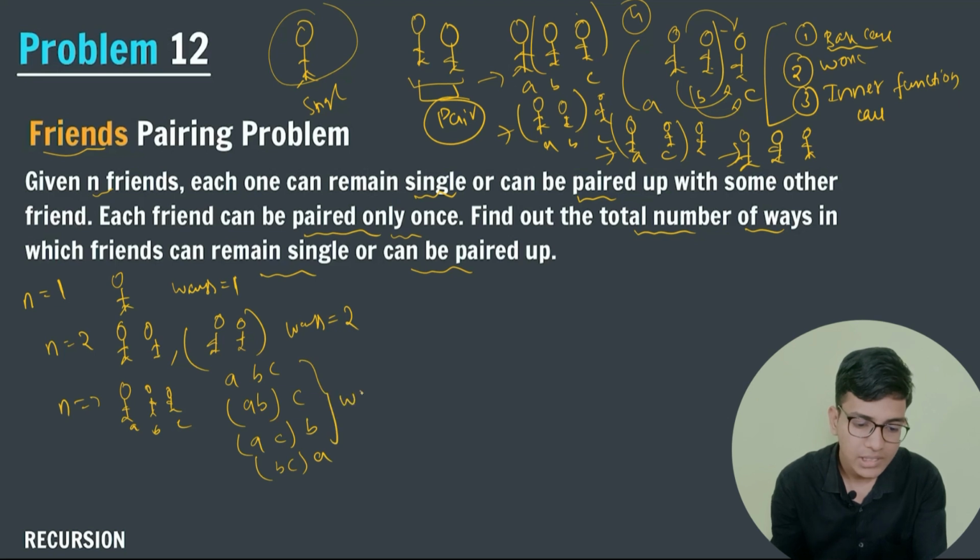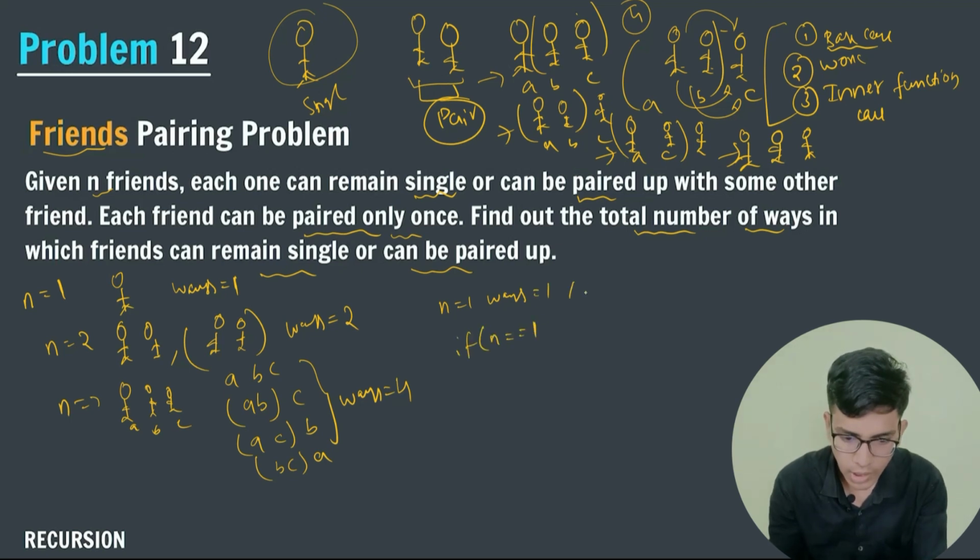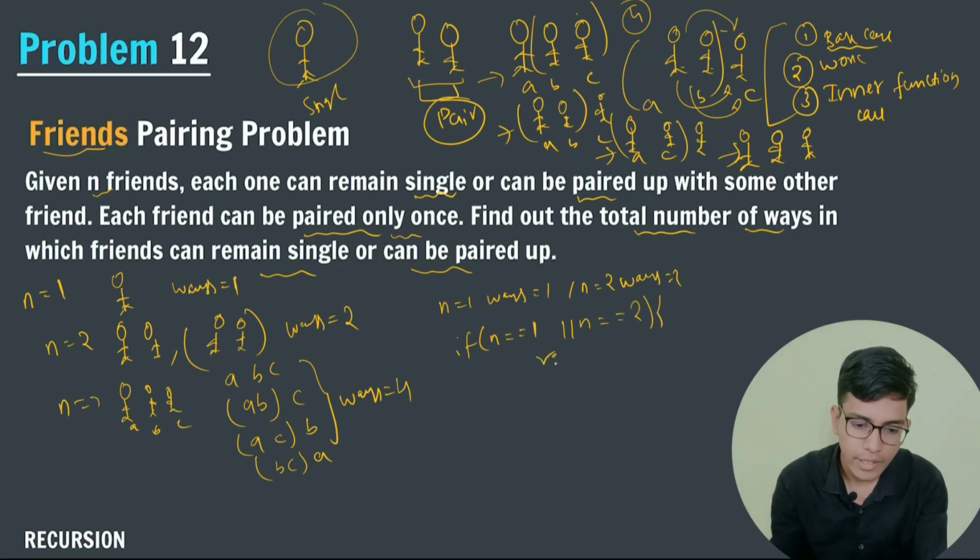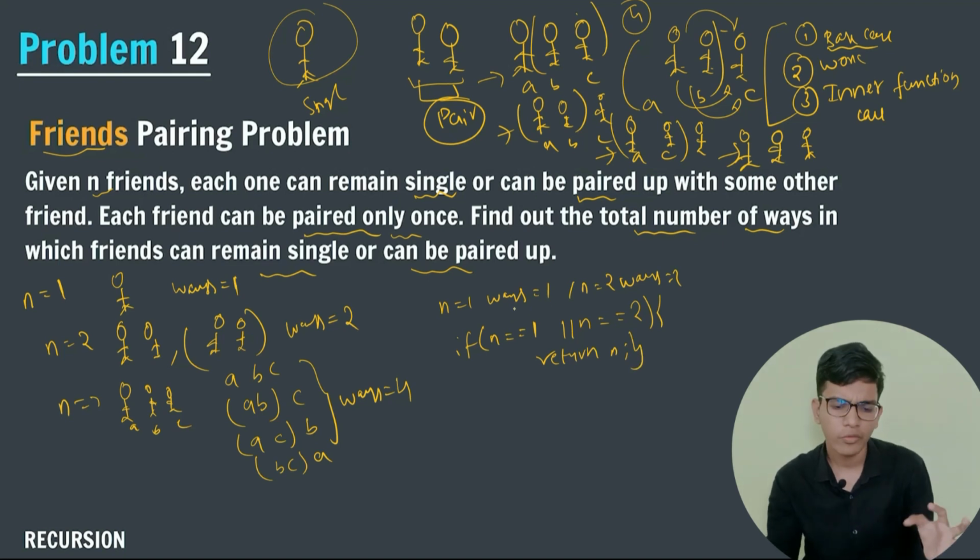So the number of ways that can be possible is like 4 here. So the base case here is when n is equal to 1, the number of ways is equal to 1. When n is equal to 2, the number of ways is equal to 2. So when n is equal to 1 or n is equal to 2, then return n as the number of ways that can be possible, right? Okay, so I have found my base case, right?